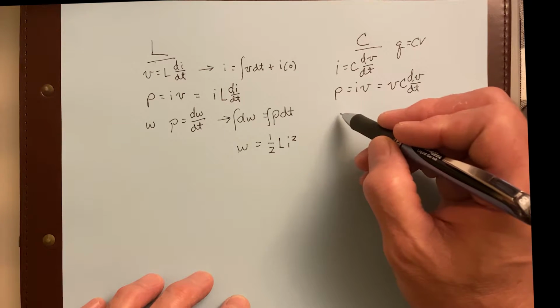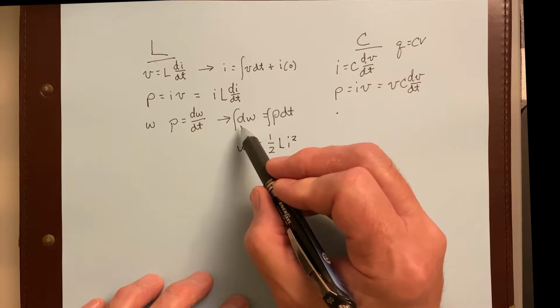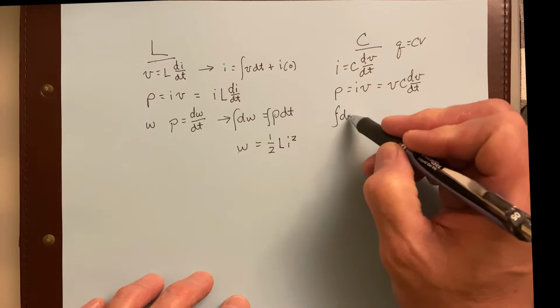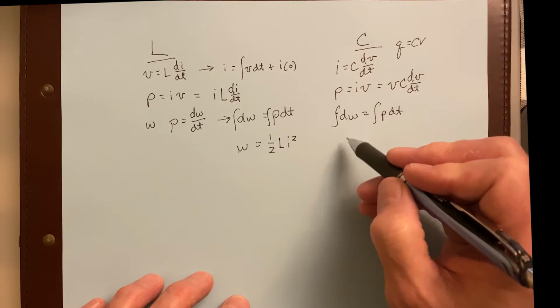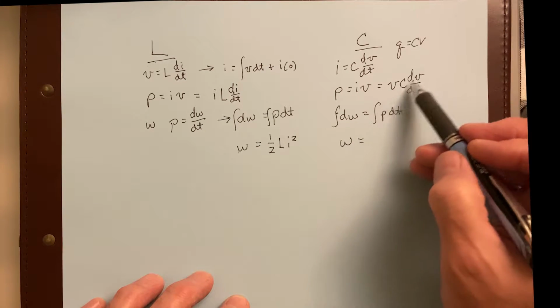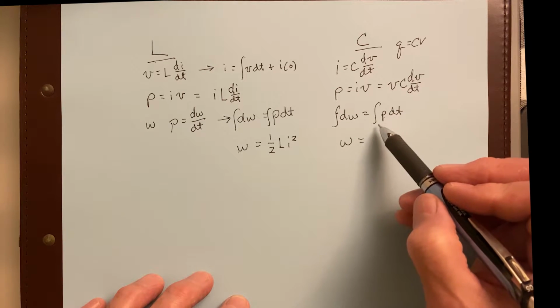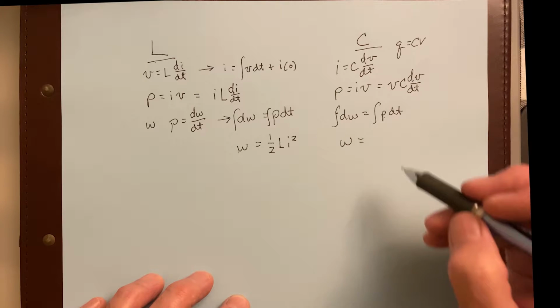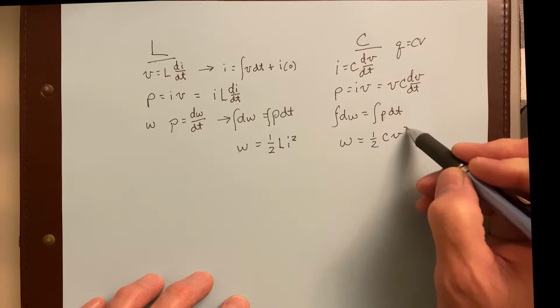And when it comes to the energy, same sort of idea. The integral of dW is going to be the integral of P dt. The left-hand side is going to be total energy. Now you take your P equation, plug it in for that P there, perform the integral from 0 to some time t, and you end up with 1/2 C V squared.